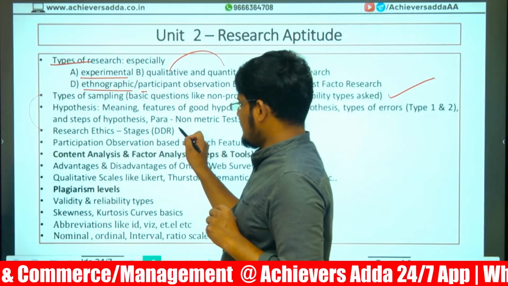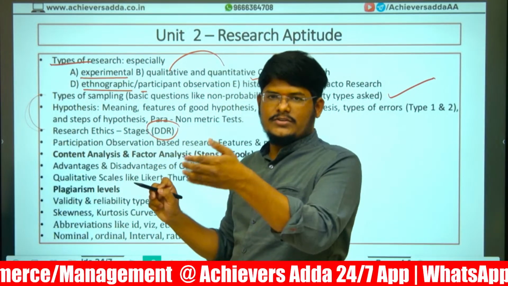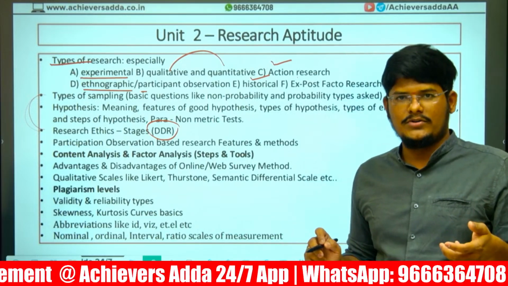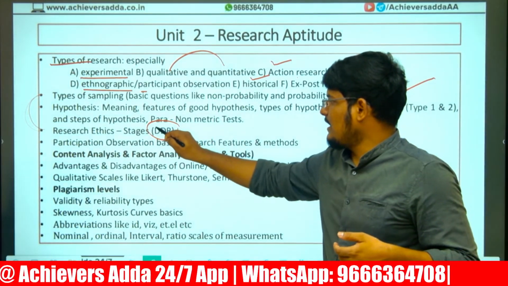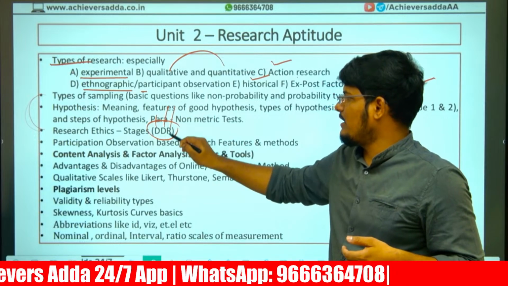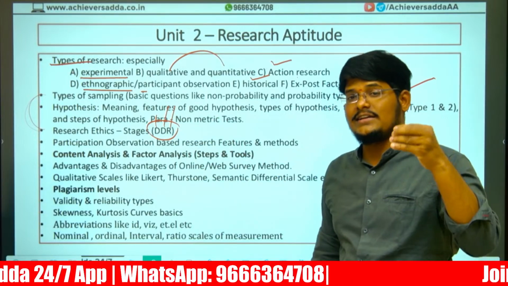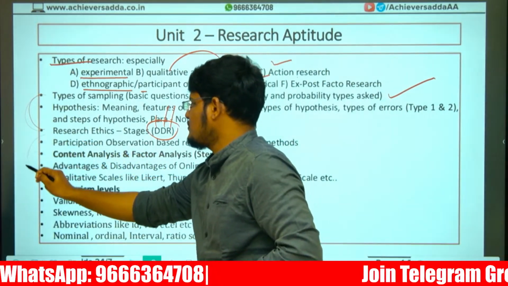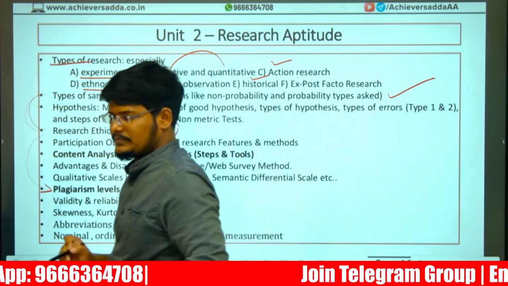Next, research ethics. Which of the following stages of the research are most vulnerable to research ethics? Which are least vulnerable to research ethics? Data collection, data analysis, reporting are the 3 stages where ethical violation can highly happen. And linking to this, you can also go for the plagiarism levels.